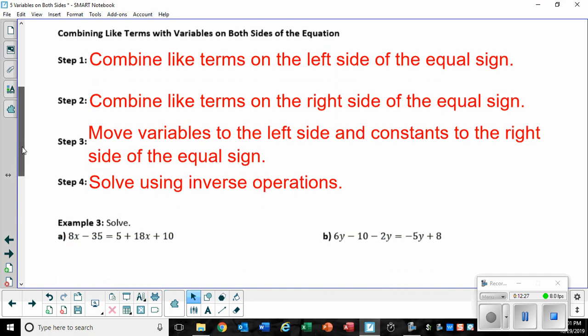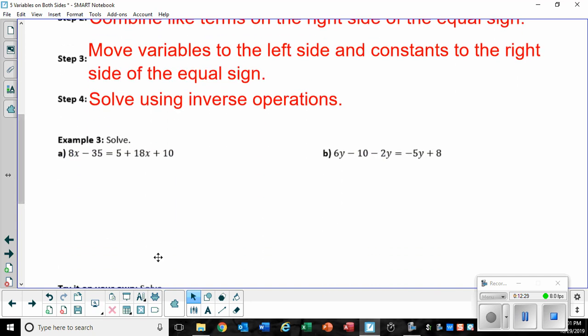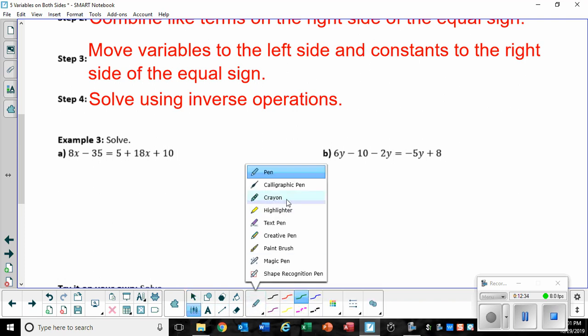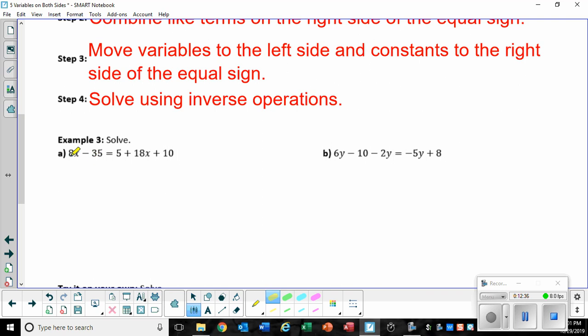Okay, so example 3, we're going to first look for our like terms. I want a highlighter. The highlighter is so much better. Okay, so on this side, we have an 8x and we have a -35. No like terms on that side, so I move to the other. Here, I have a 5, which can be combined with a 10 because they're just constants, and I'm left with this 18x.